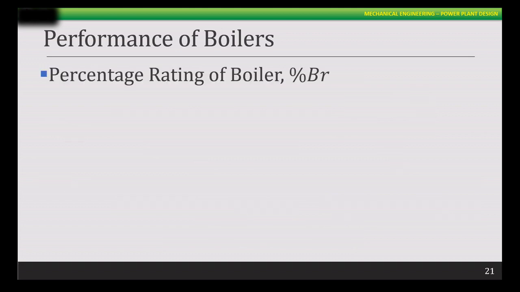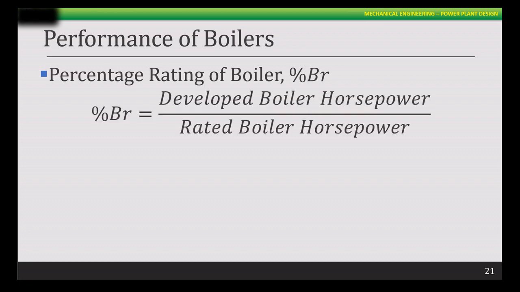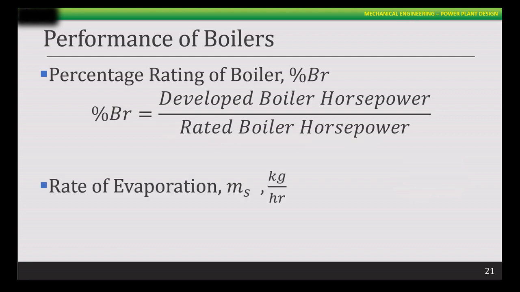I'm sorry, you have to move fast because there are only 15 minutes left. So the percentage rating of the boiler is the developed boiler horsepower divided by the rated boiler horsepower. The rated value is on the boiler nameplate. Then the rate of evaporation is the mass of steam, in kilograms per hour, so that is M sub S.